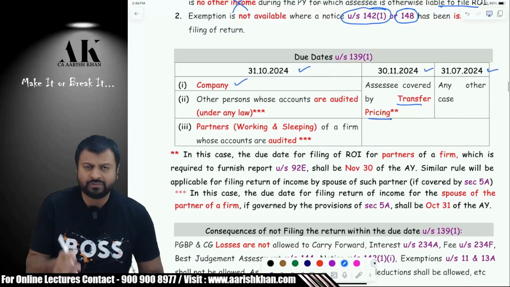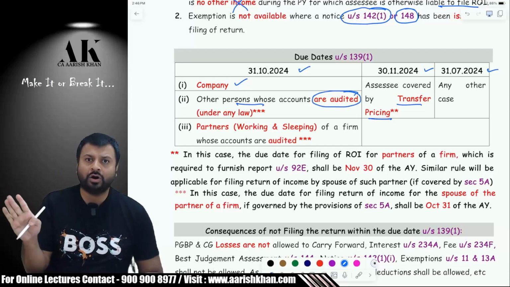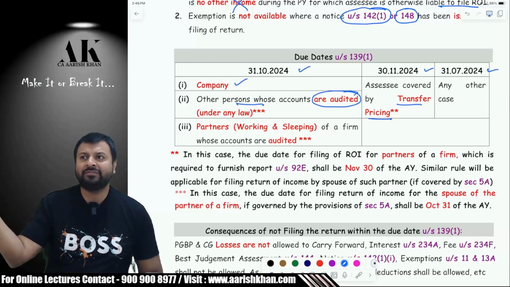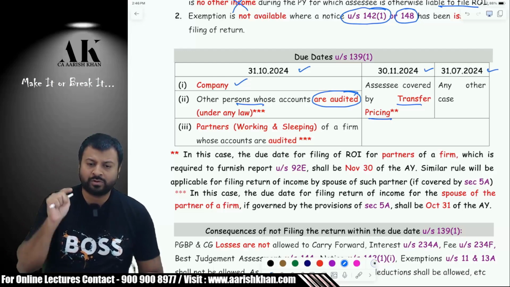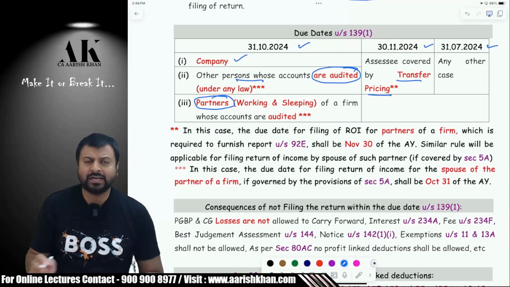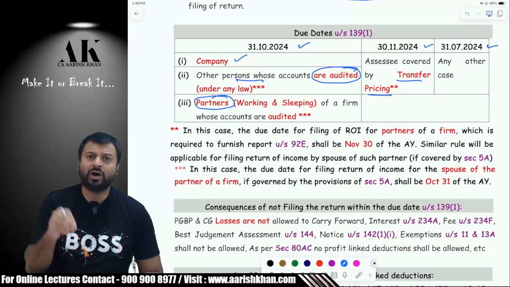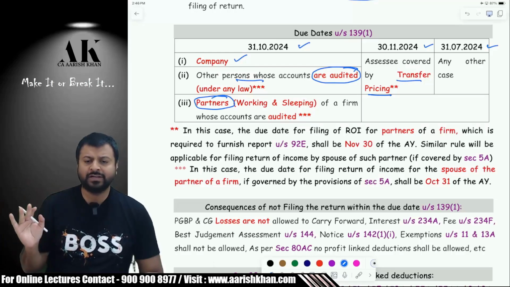The company will always file in October. Always October. Other persons will also file in October if they are liable for audit under any law, not only tax audit. If they are liable for audit under trust law or under LLP law, then also they are liable to file the return in the month of October only. And the third case, if the firm is getting audited, then the firm will file the return in October. Therefore, in case of such firms, partners will also file return in October only. So if the firm is filing in October, then the partners will also file in October.